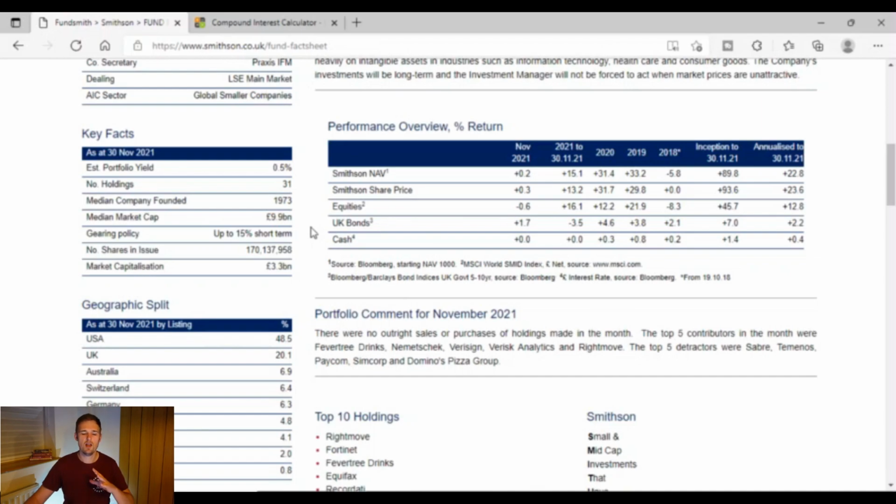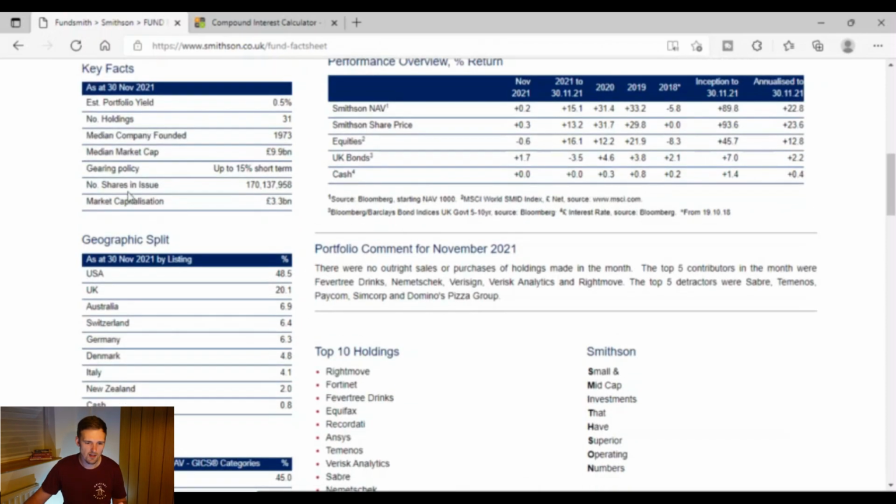Technically, as far as the stock market is concerned, they are small and medium cap stocks, but they're not very, very small companies. It's not a company that someone's just started up in their garage. And we have other information here: gearing policy up to 15% short term, number of shares in issue 170 million and some change, and then market capitalization, which is just the amount of money invested in Smithson at the moment, is £3.3 billion.